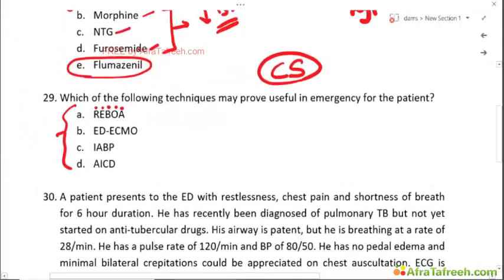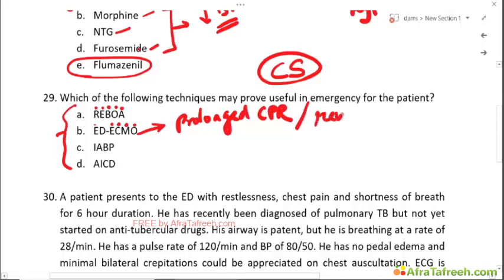What does ED-ECMO stand for? ED-ECMO stands for Emergency Department Extracorporeal Membrane Oxygenation. So this is basically an artificial circulatory and ventilatory device which is used. This is indicated in patients with prolonged CPR, prolonged CPR with a potentially reversible cause. In these kind of scenarios, an ED-ECMO would be a helpful thing.